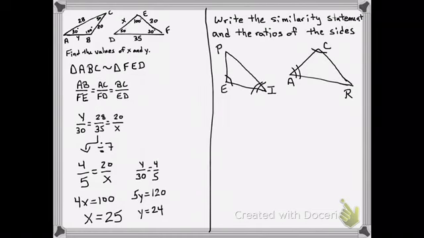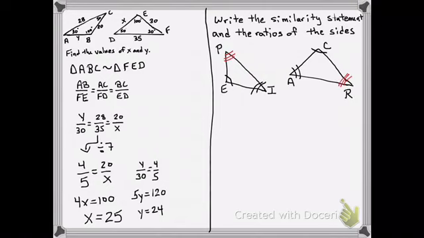All right, so poof, just like magic, we have our last example that we're going to look at in this video. Write the similarity statement and the ratios of the sides. So are these triangles similar? Yes, they have to be, according to our angle-angle similarity. 2 angles of one triangle match 2 angles of another triangle, so these 2 triangles are definitely similar. They're not necessarily congruent. The angles are: E is congruent to C according to the picture, angle I is congruent to angle A according to the picture, and what that gives us is angle P would have to be also congruent to angle R.